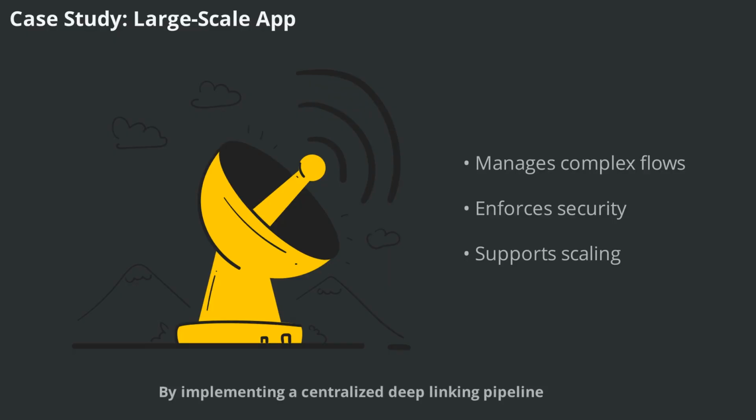By implementing a centralized deep linking pipeline, the development team was able to manage complex navigation flows, enforce strict security rules, and support dynamic feature loading. The result was a more maintainable, secure, and user-friendly app that could scale with the business.